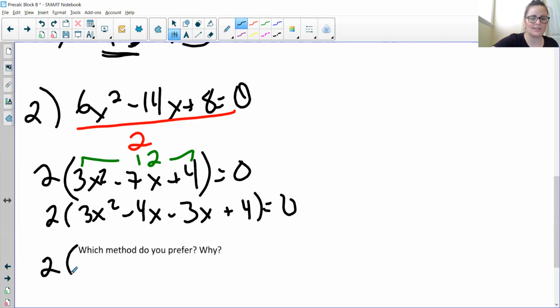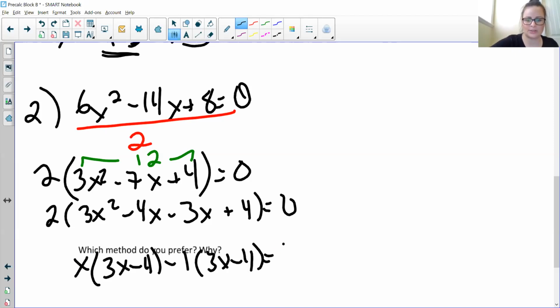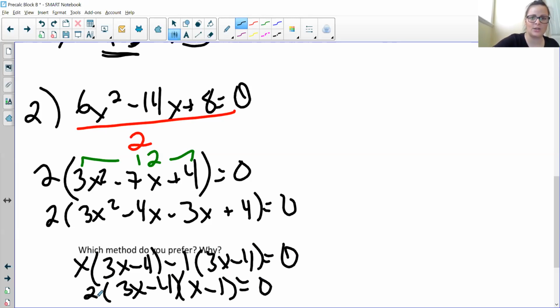which means I'm just going to ignore my 2 there for a little bit and just do the inside stuff, and I'll write it down at the end. I just hate having to write it each time because that's how I roll. So that's going to be x, 3x minus 4 minus 1, 3x minus 4 equals 0. So I have 3x minus 4 and x minus 1 equals 0. And of course, there's that 2 in front, which really doesn't factor into my solution at all.